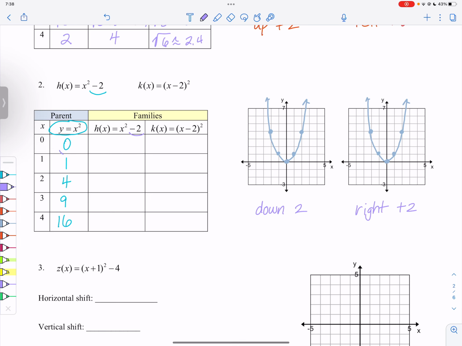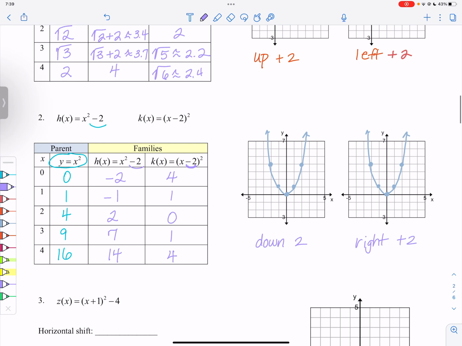So whatever this y value is, we're going to subtract 2 from that. So we're going to have -2, -1, 2, 7, 14. Now this time, when we subtract 2 on the inside of the function, we will be taking 2 from this x value, and then we're going to square it. So that would be 4, 1, 0, 1, 4. And you can pause the video a minute and see if that helps, and you can confirm that.